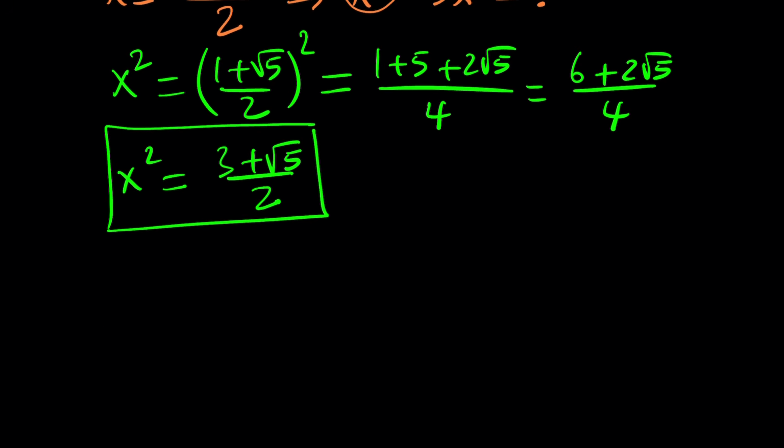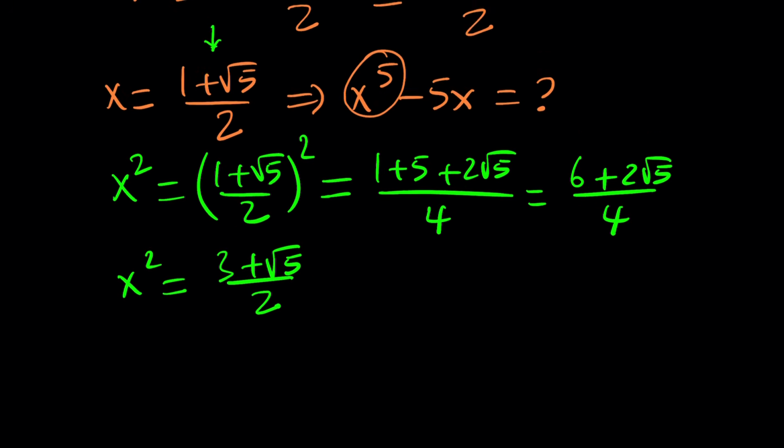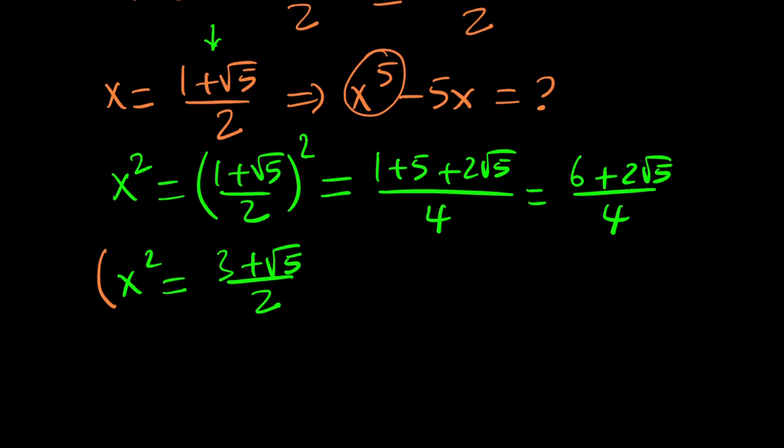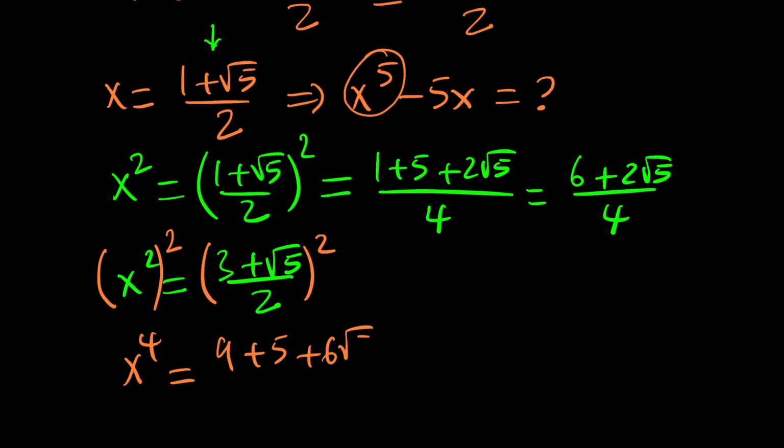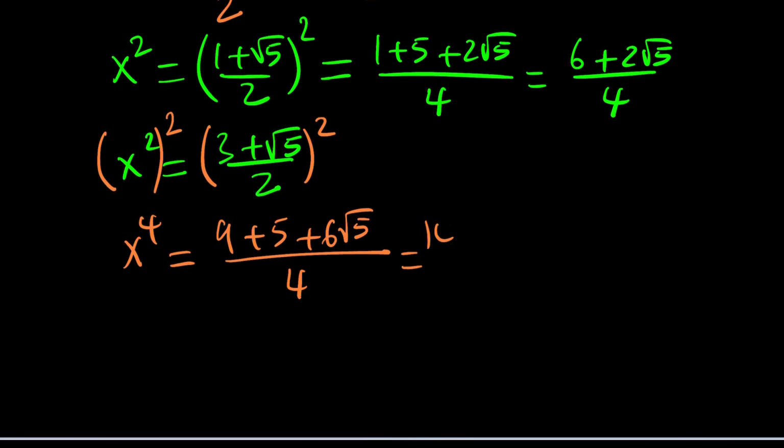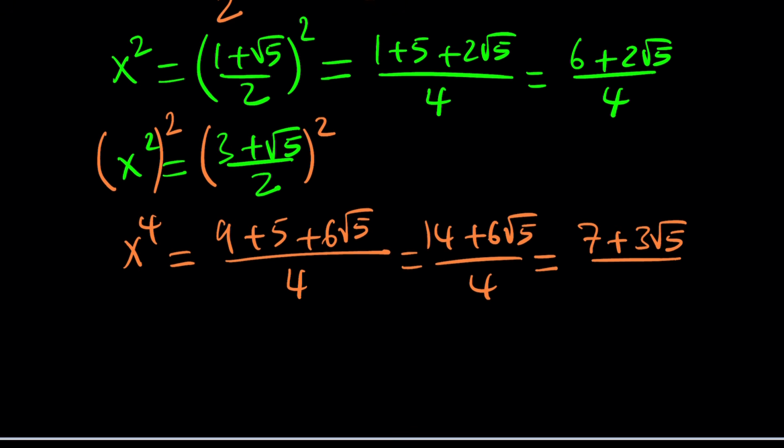What I need to do now is square that one more time. Let's go ahead and square both sides. And that'll give us x to the 4th power equals 9 plus 5 plus 6 root 5, again by using the same formula, divided by 4. This is 14 plus 6 root 5 divided by 4. We can divide everything by 2 again. 7 plus 3 root 5 divided by 2.